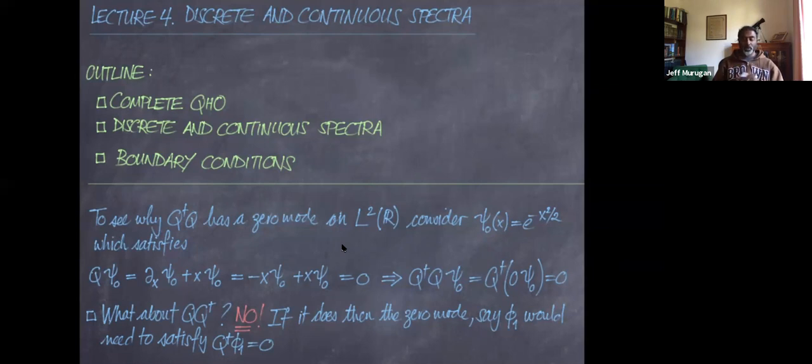So if phi 1 is a 0 mode of Q dagger, that means that Q dagger phi 1 must equal 0. But if Q dagger phi 1 was equal to 0, this means that writing down the full expression for phi 1, which is just a differential equation, I can solve that differential equation, and it will tell me that phi 1 must be e to the plus x squared over 2, just by solving that differential equation for Q dagger phi. Okay? Does everybody buy that?